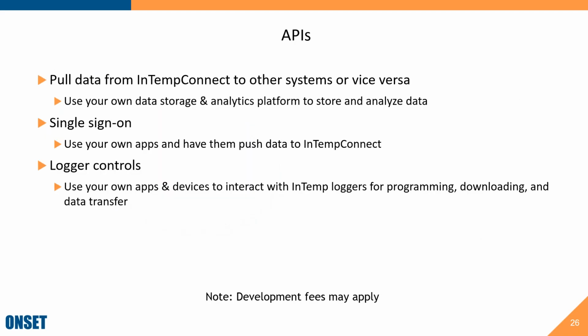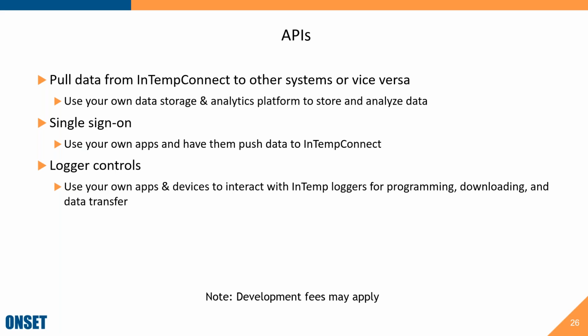The last thing I want to talk about is our APIs. Again, we've been really focusing on how we meet all the goals that we discussed in the beginning of this webinar, what your goals were. We talked a lot about automation and customization. APIs really take it to the next level. So we have 3 different offerings for APIs. We have pull APIs for the InTemp Connect system. So if you want to pull data from InTemp Connect into your own systems, we can do that. That's easy to do. You can send the data or pull the data into whatever system that you want.